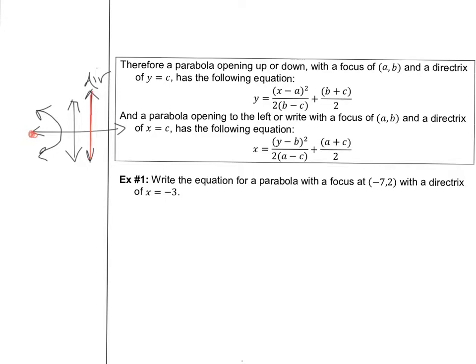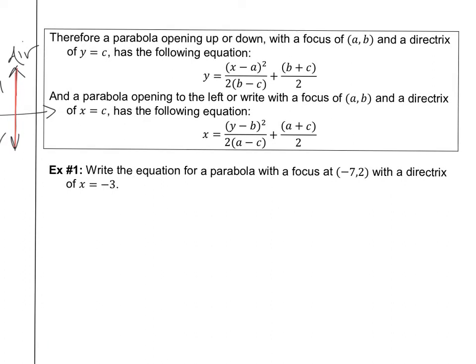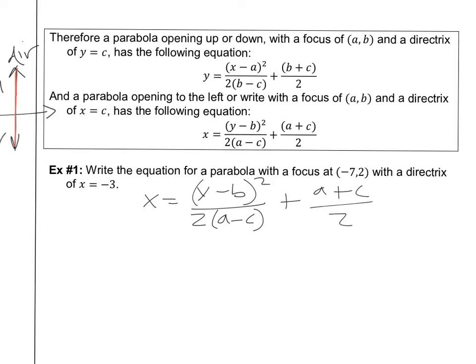And so we're going to do example 1 together. The first thing that I do is I just copy down the appropriate equation. This says x equals -3. That means I'm going to be using this thing. So let's just copy it down. x equals (y minus b) squared over 2 times (a minus c), plus (a plus c) over 2. It may seem redundant to copy it down, but it's really good strategy, a useful skill. All right. Well, now we got to identify all the parts. So the focus is your a and your b, and the directrix is your c.